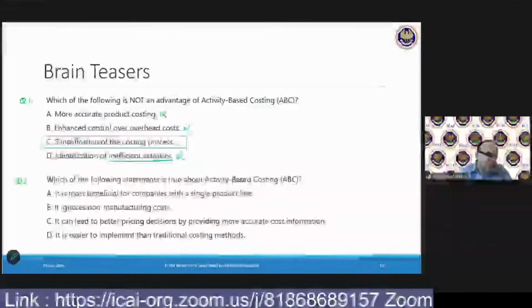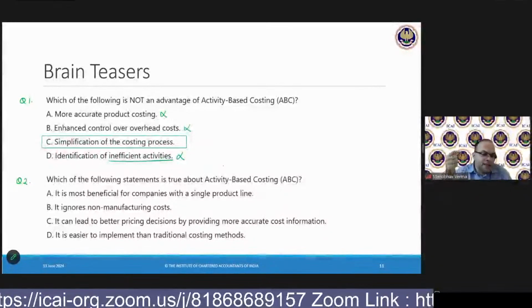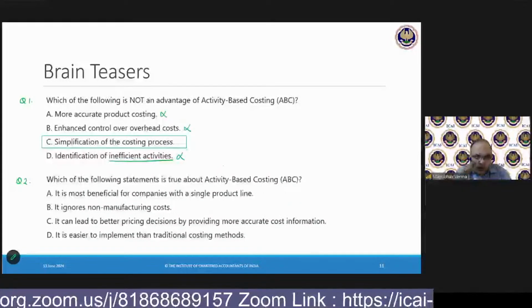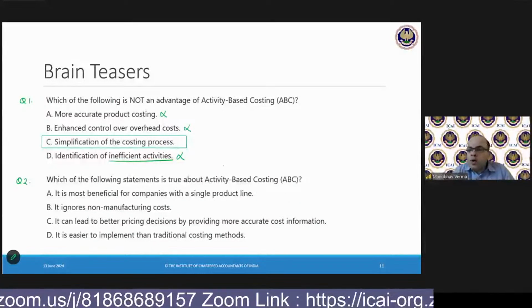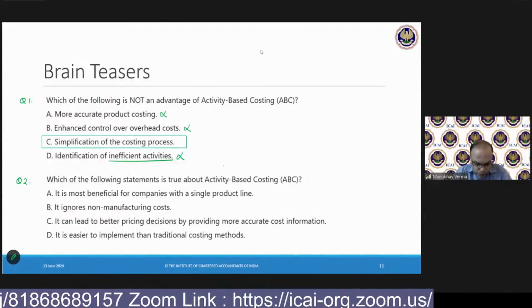Okay, good guys. I think many people answered that correctly. 1 or 2 students mentioned option number D, but I think C is a better option here. Let's move to question number 2 then. Which of the following statements is true about activity-based costing? Waiting for responses.